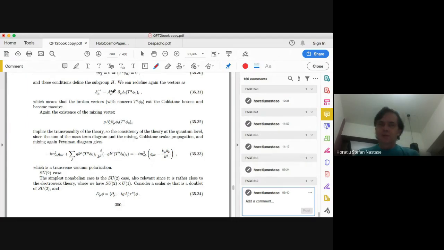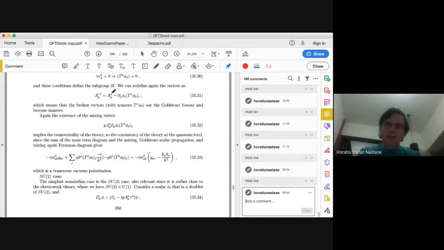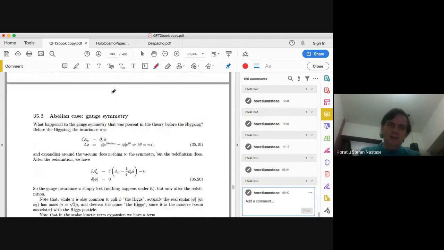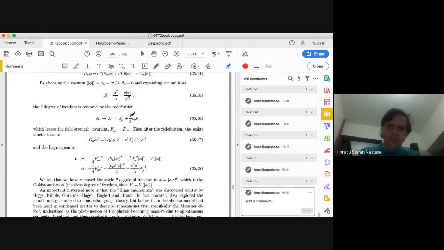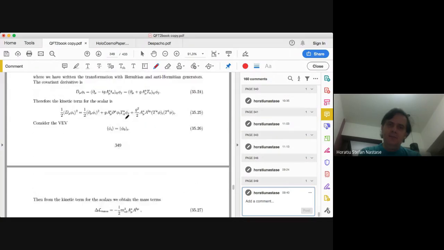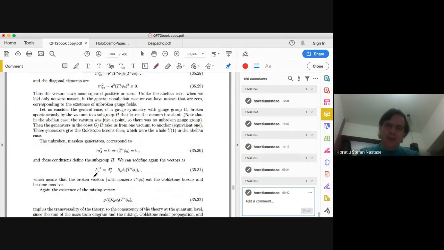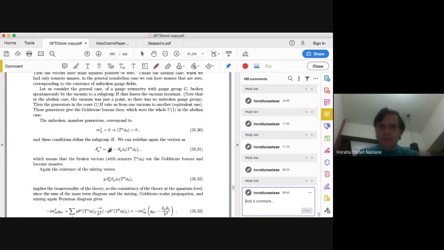We have to then do the same redefinition, or eating, of the Goldstone boson by the vector. So we write A'_mu^A is A_mu^A minus D_mu phi_i times T^A phi_0^i. It means that the broken vectors with non-zero T^A phi_0 eat the Goldstone bosons and become massive. Okay.